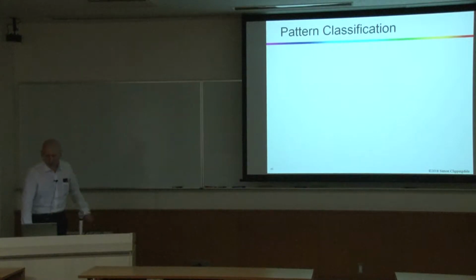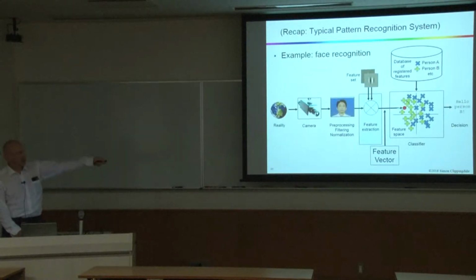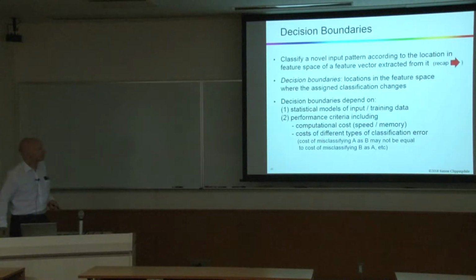We will have a quick look at classification. I think we're probably going to get about halfway through classification. So this is the second main part of this course, on classification, which is deciding, once you've got a feature vector or a pattern of some sort, what class of pattern it belongs to. So the idea is to classify a novel input pattern according to its location in the feature space. That's this thing again. Depending on where this feature vector or pattern lands, decide which class it belongs to.